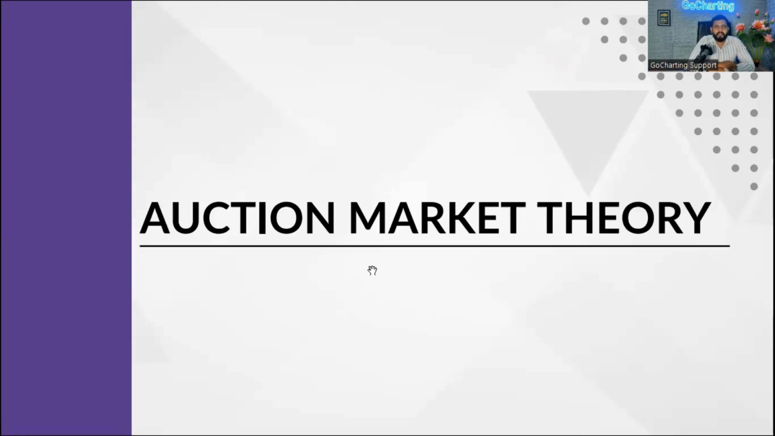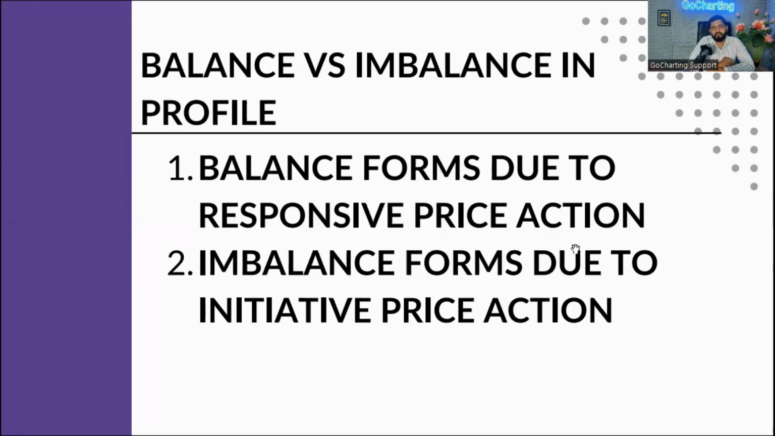Okay, so let's start with the auction market theory rules. Before that, let's try to understand a few basic concepts which will help us to understand auction market theory even better. Okay. So guys, this is quite common that you see the market consolidating for a lot of time and then suddenly you see a breakout that everybody knows. Here we call them balance and imbalance in profile.